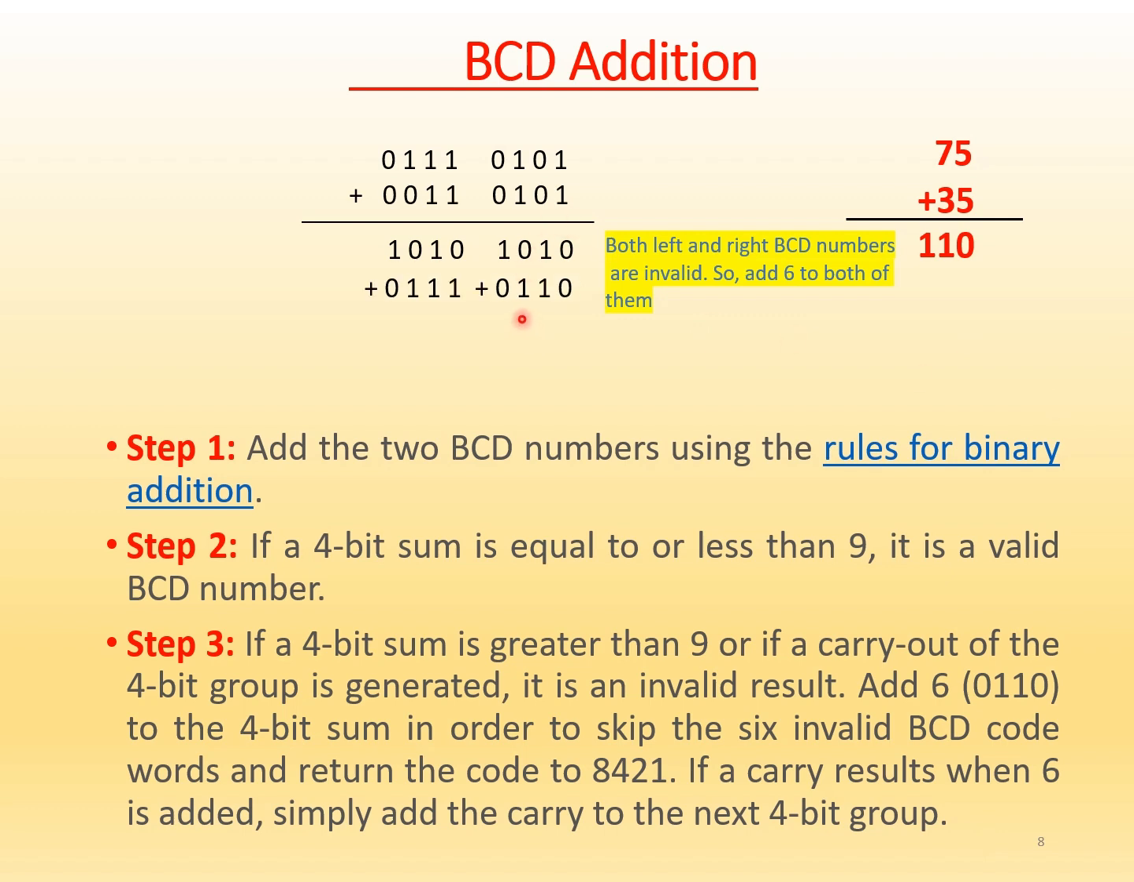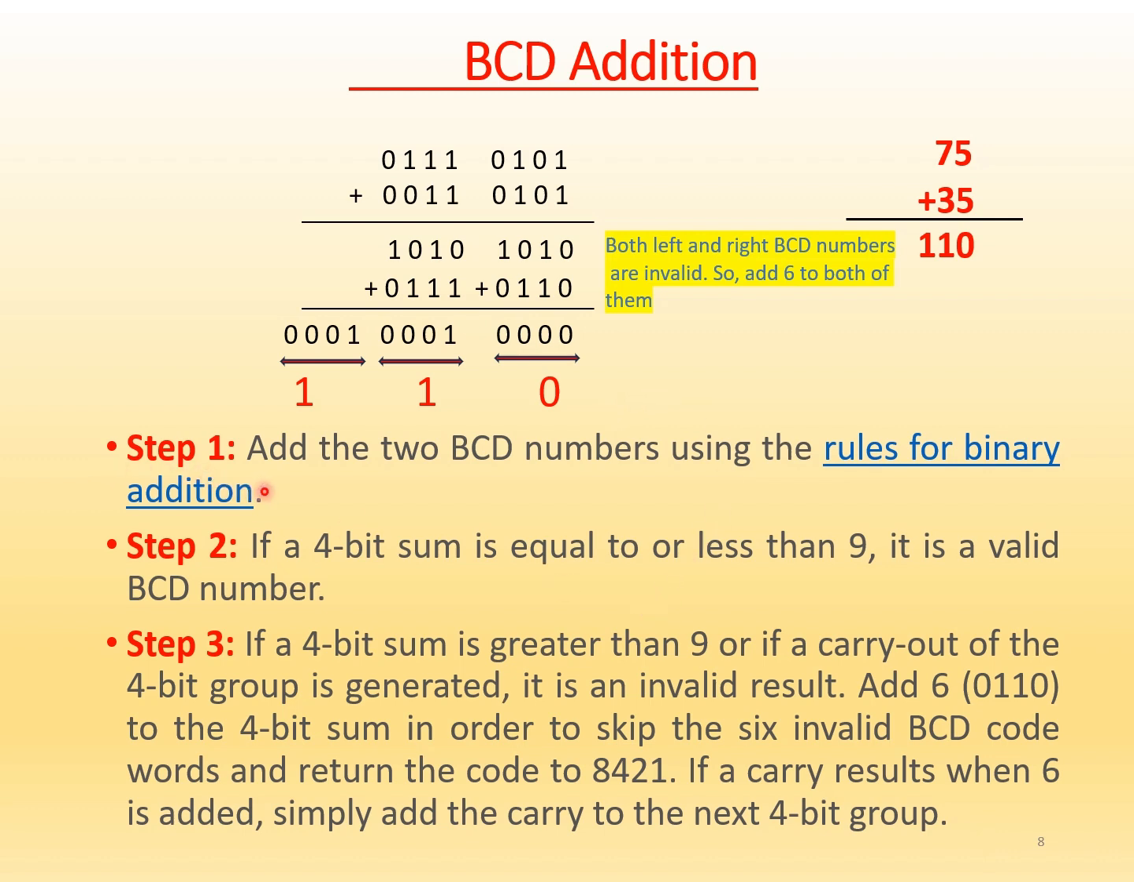So you have to correct it. To correct it, you add 6 to both the digits. Remember, because we are not utilizing 6 representations from 10 to 15 in BCD code, to skip that, you are adding 6 to both the digits, and then you are getting this code with an extra carry. So right now, after this correction, you are getting the right number. And this is the rule for BCD addition.